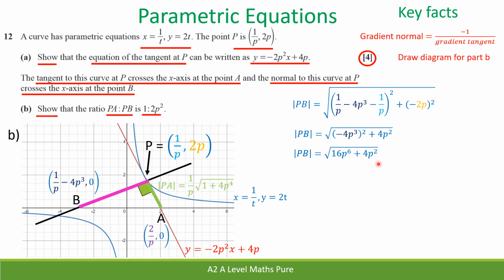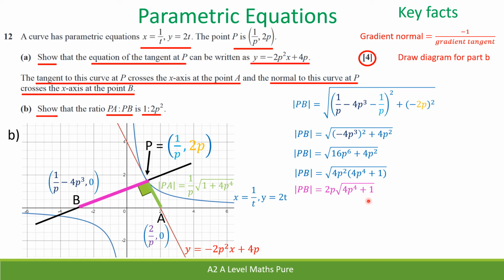From here, I've got a constant which I can take out the front. 4 is common to both the numbers, and the letter that's common is p squared. So I can take 4p squared out the front, leaving me with 4p to the 4 plus 1. You'll note this looks very similar to what we had over here when we were working out the distance from P to A. I can separate this into two terms. So I've got the square root of 4p squared, which is just going to be 2p, times the square root of 4p to the 4 plus 1.